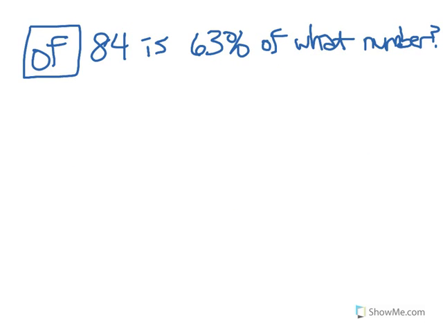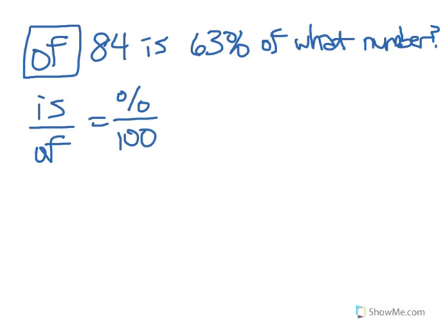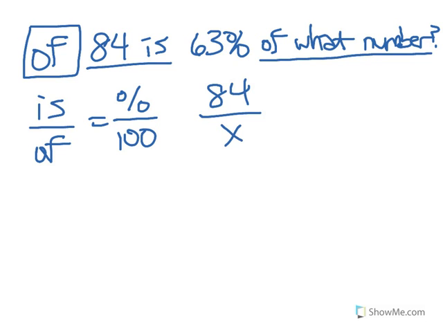For our second example, we're going to solve this question. 84 is 63% of what number? Again, every time you use a formula, you ought to write it. Is over of equals percent over 100. Well, this time our "is" number is known. It's 84. Our "of" number, however, is missing. Of what number? So we'll put x there. Our percent number, again, is easily identified. 63 over 100 is the other ratio.